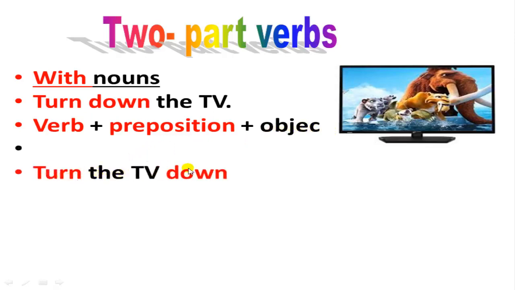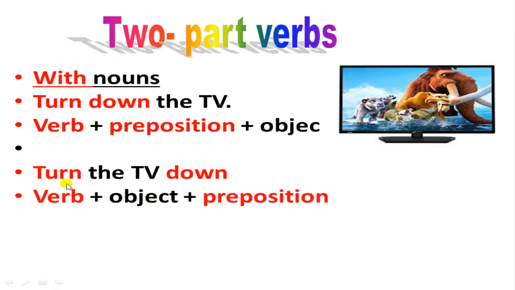Turn the television down. I can have the verb turn, the TV, object, down, preposition. Two-part verbs with nouns, I can say turn down the TV or turn the TV down. The TV, the noun, at the end of a sentence or in the middle between the verb and the preposition.